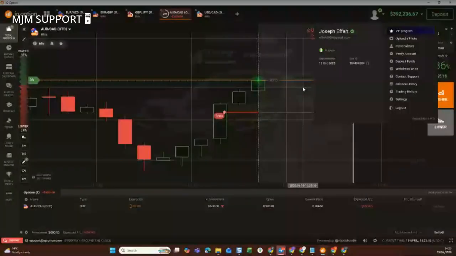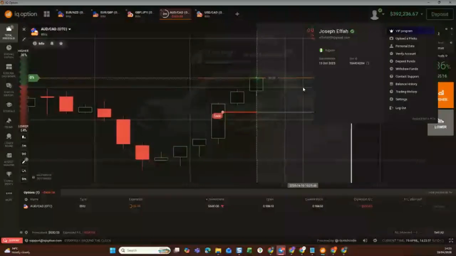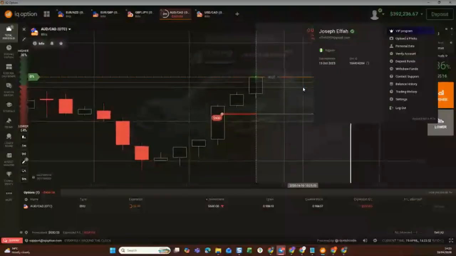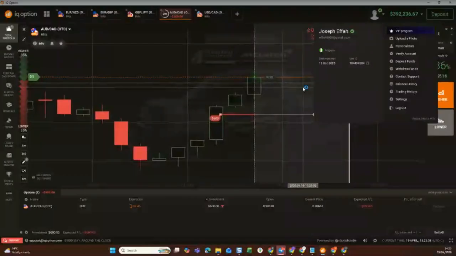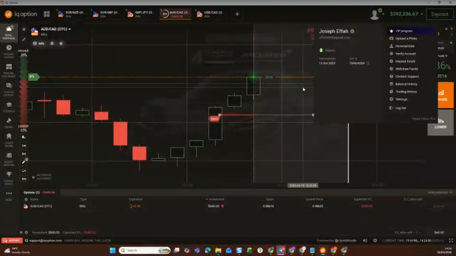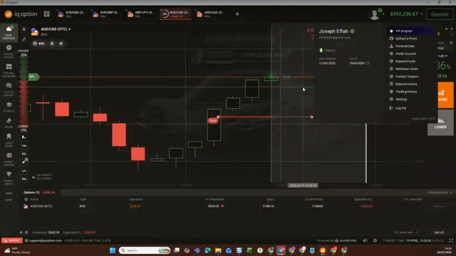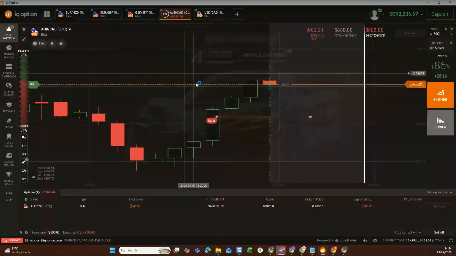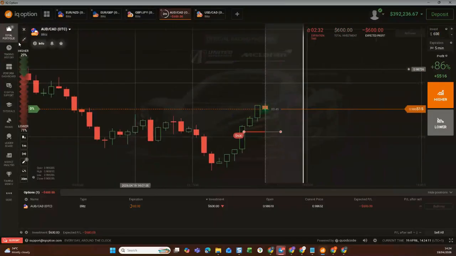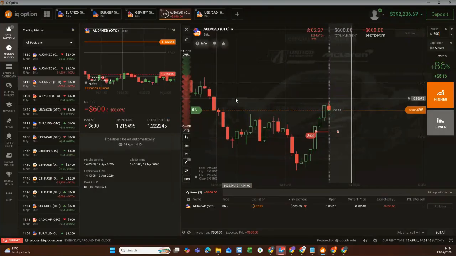So I'm going to do a screenshot of the profit on the second trade and the third trade now. Profit of the second trade, the second signal. Okay, so let's go. Let me do the screenshot of the profit.